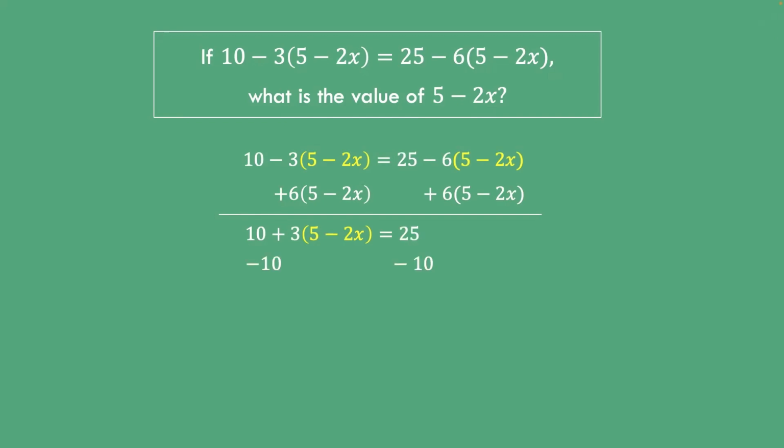Next, subtract the 10 from both sides. This becomes 3 times the quantity (5 minus 2x) equals 15. Finally, divide both sides by 3. Therefore, the value of 5 minus 2x equals 5. By solving directly for the expression 5 minus 2x, we avoid extra steps and reduce the chance of errors.